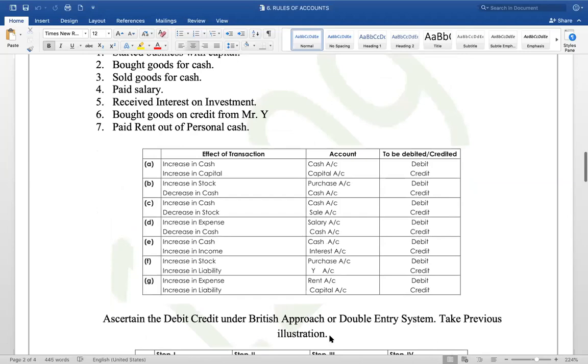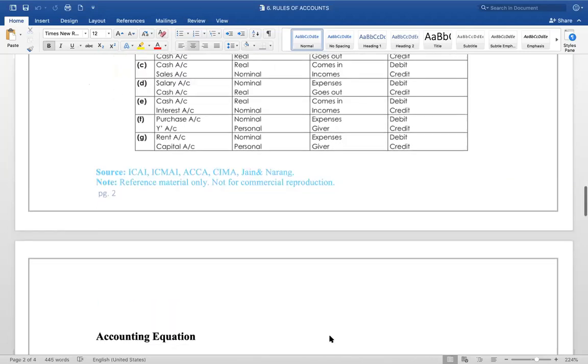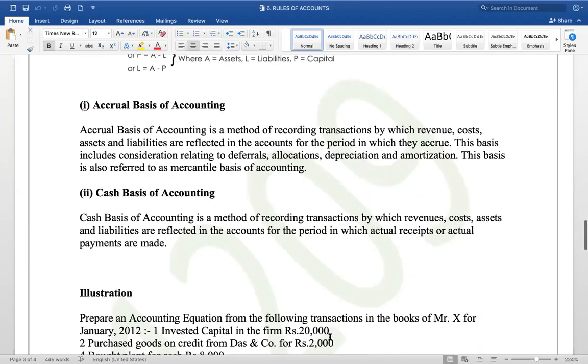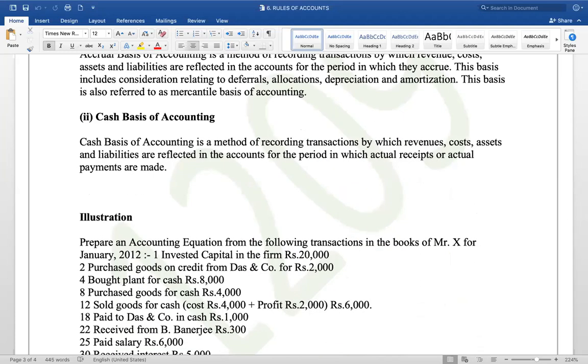Please go through this document once again when you're coming to the next class. This is an important document for your entire financial accounting 1. Not only financial accounting 1, but for all the other semesters, all other accounting papers. This is a rule. This is the basis for all your accounting. You have to know every line.